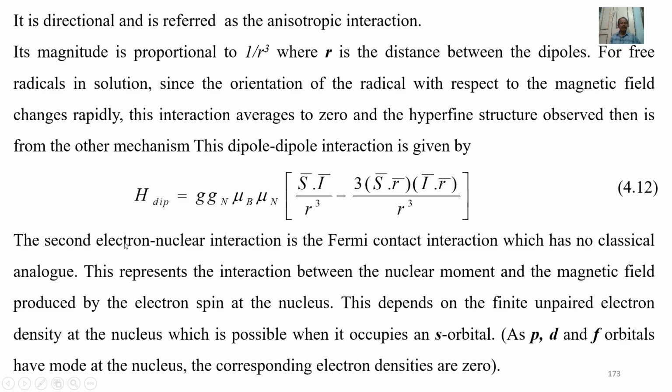The second electron nuclear interaction is the Fermi contact interaction, which has no classical analog. This represents the interaction between the nuclear moment and the magnetic field produced by the electron spin at the nucleus. This depends on the finite unpaired electron density at the nucleus, which is possible when it occupies an s orbital, as for p, d and f orbitals, there is a node at the nucleus and the corresponding electron densities are 0.